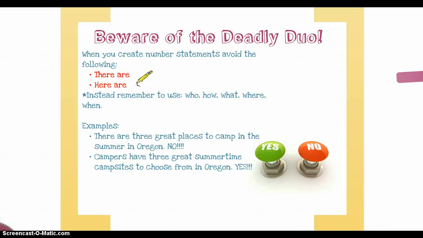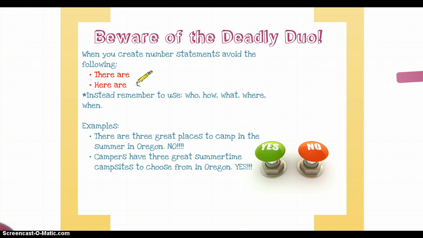Did you do that? Did you start the sentence with, "here are a few of the reasons why school is so boring on the first day"? If you did, can you go back and fix it for me? I want you to try and avoid these things. Instead, try to remember to use the who, how, what, where, when mentality. If you look at the examples from the previous one, none of them started with "there are" or "here are."